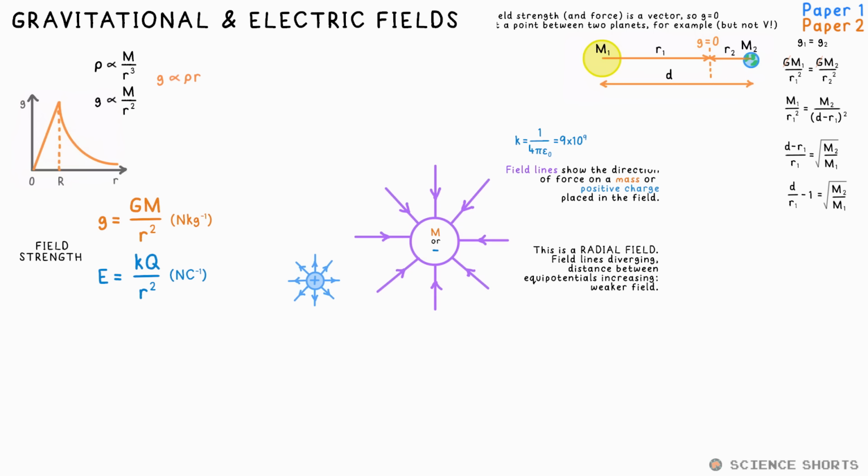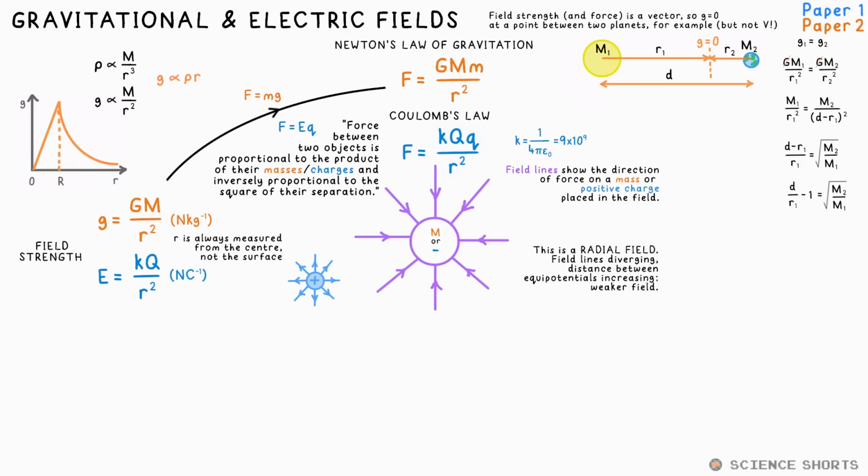As g has the units newtons per kilogram and electric field strength is newtons per coulomb, to find the actual force a field exerts on an object, we only need to multiply by the mass or charge that we're actually putting in the field. So F equals GMm over r squared. You might say M1, M2 instead. You might use d as well. This is Newton's law of gravitation. For electric fields, F equals kQq over r squared. This is Coulomb's law. Remember, r must be the distance between the centers of the two objects.